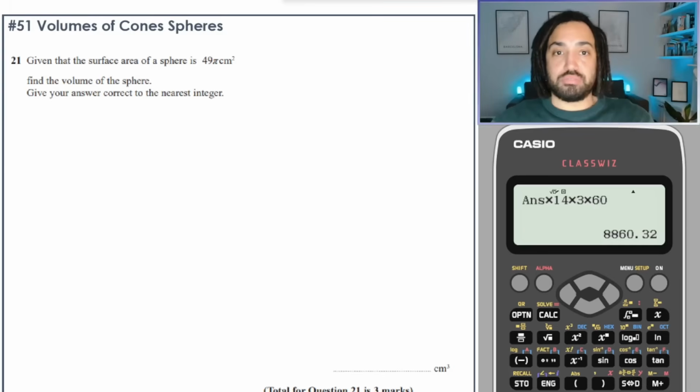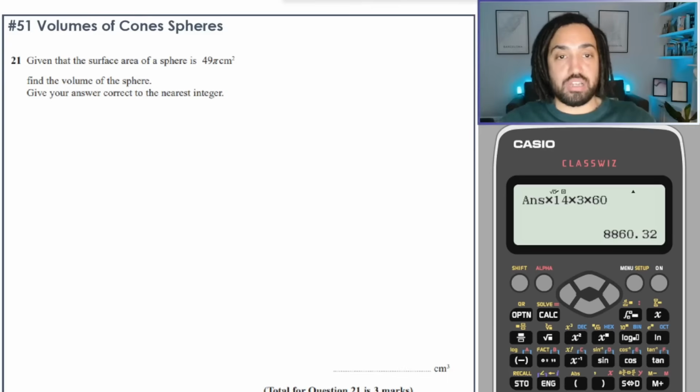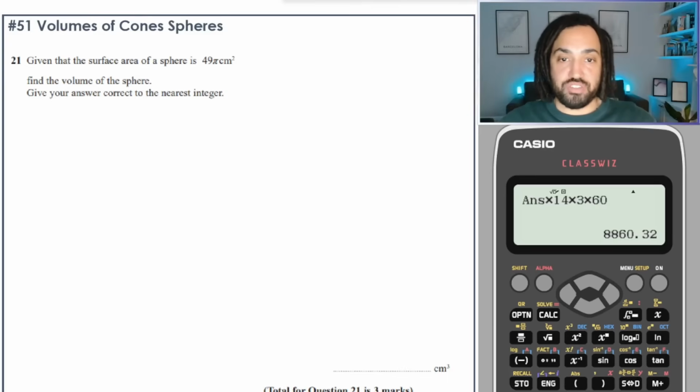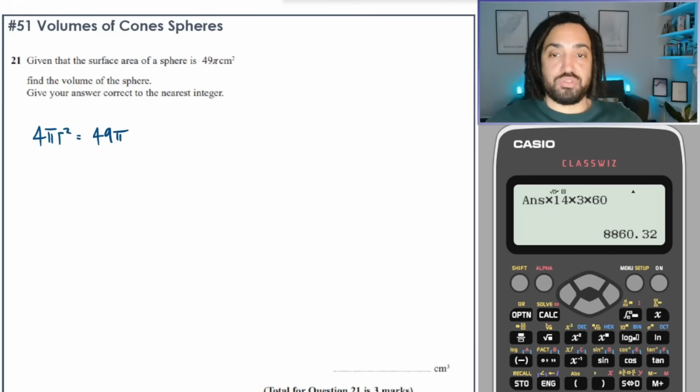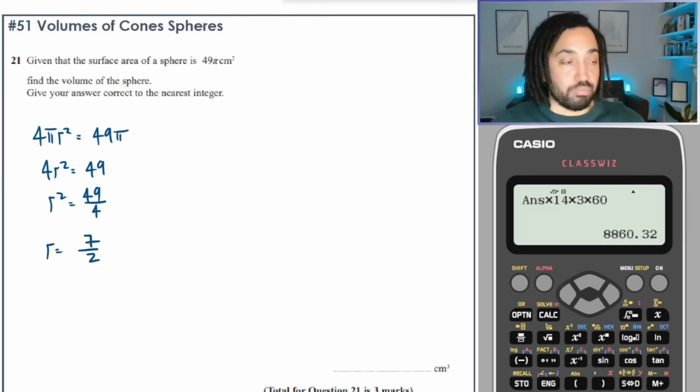Okay, volumes of cones and spheres. Given that the surface area of a sphere, well, you're given that formula, it's 4 pi r squared to find the surface area of a sphere. And we're saying that that's equal to 49 pi. Get rid of the pi's on both sides. Divide through by 4. Square root, and we get a lovely 7/2.